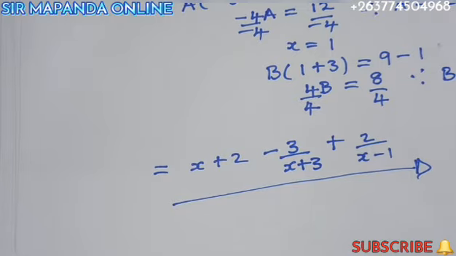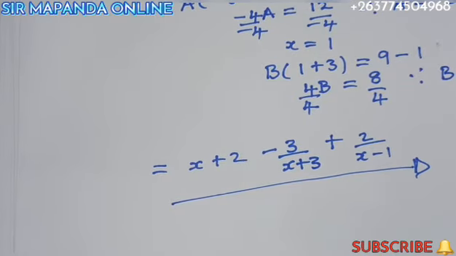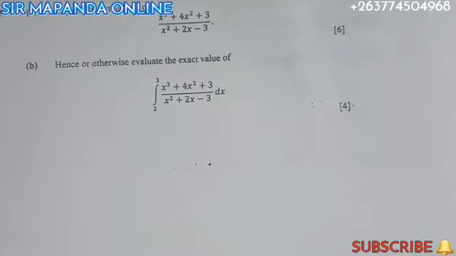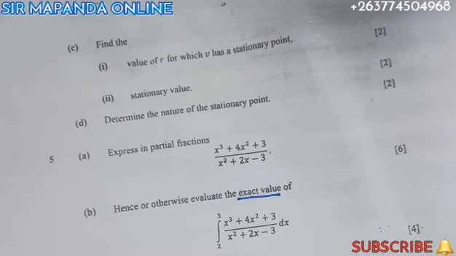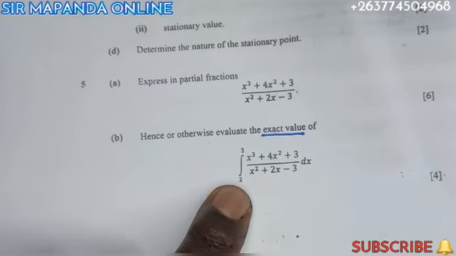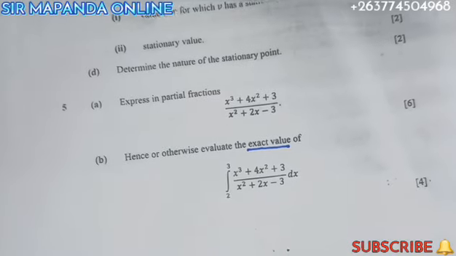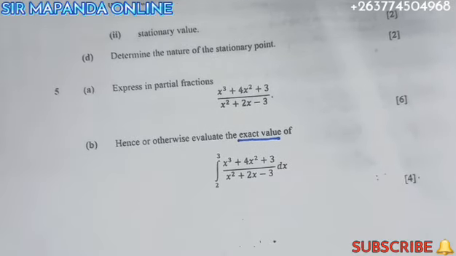We are now moving on to the last part of the question, which is part B. Right, so it reads, hence or otherwise evaluate the exact. This is very important. Whenever you see the word exact, they are trying to say don't give your answer in the form of a decimal, but leave it in exact form, either as a single log or as a surd form, but don't express it as a decimal. So we are given the limits from 2 to 3, 4 marks. So they want you to integrate this.